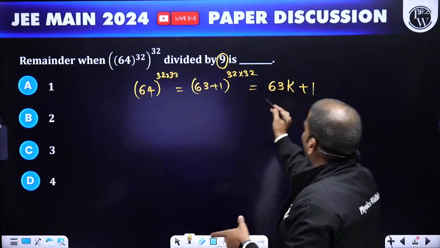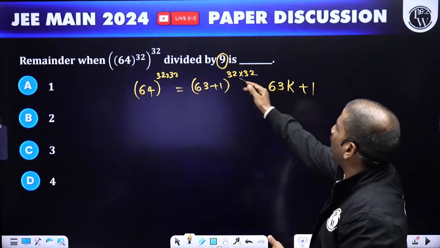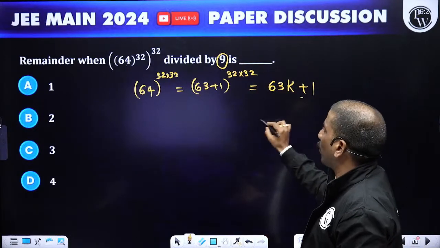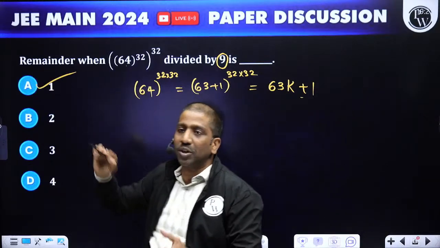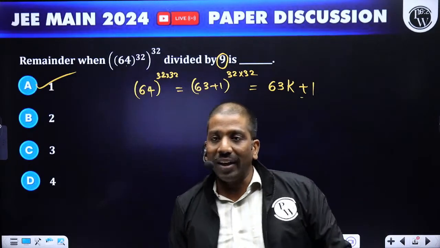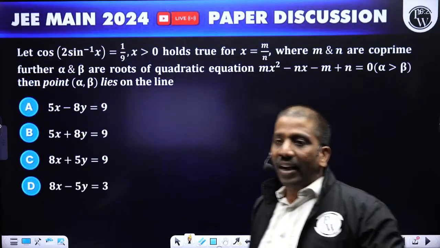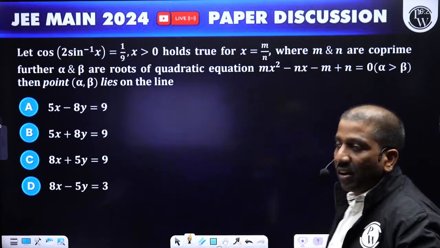So I can write 63 times k. When it is divided by 9, this is a multiple of 9, plus 1. So what is the remainder? The remainder is 1. So without pen and paper, we can directly write it. Right? Next, a beautiful question.